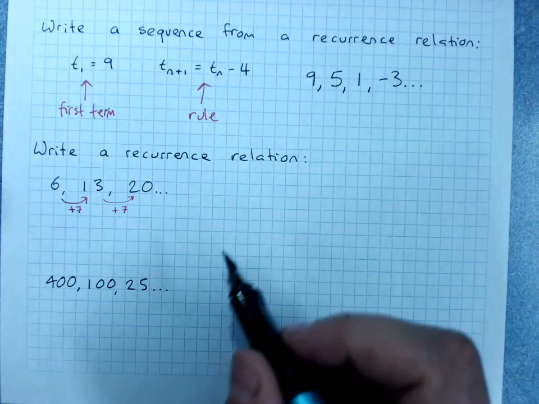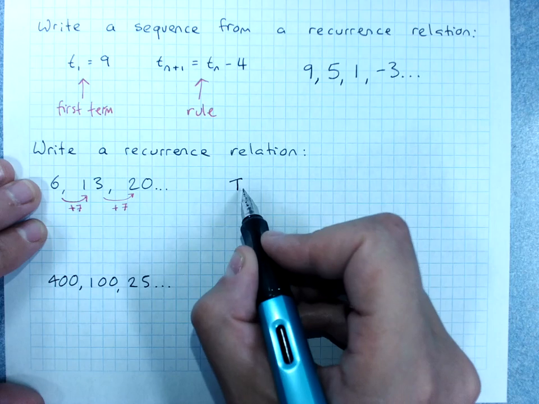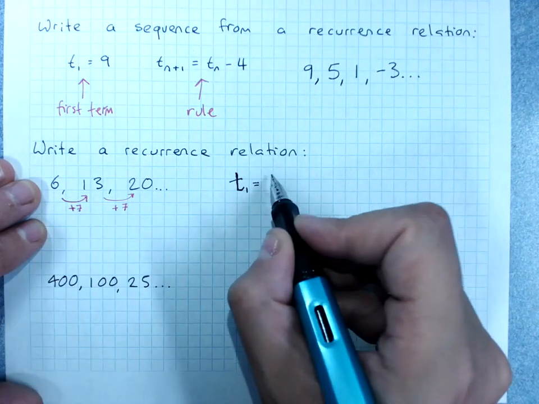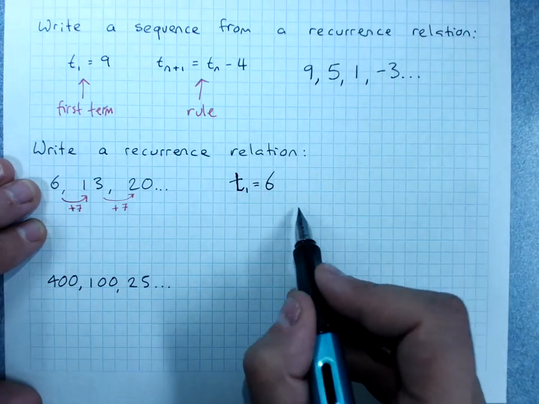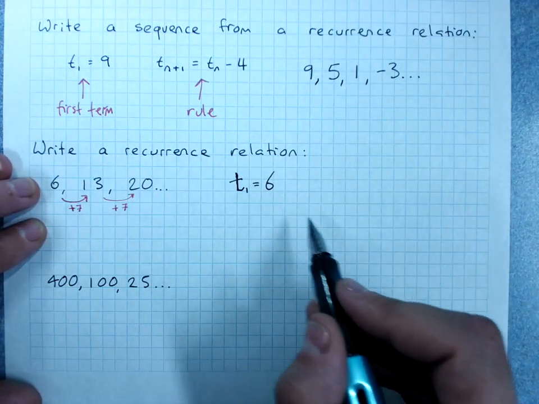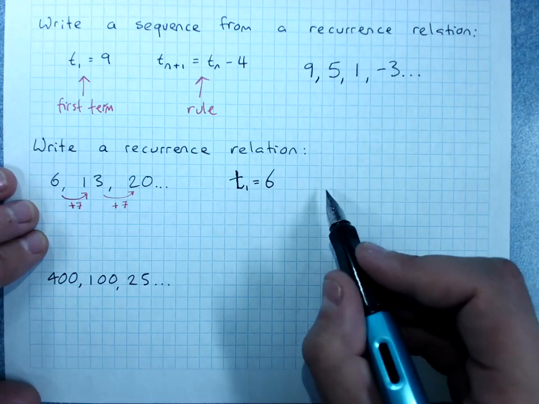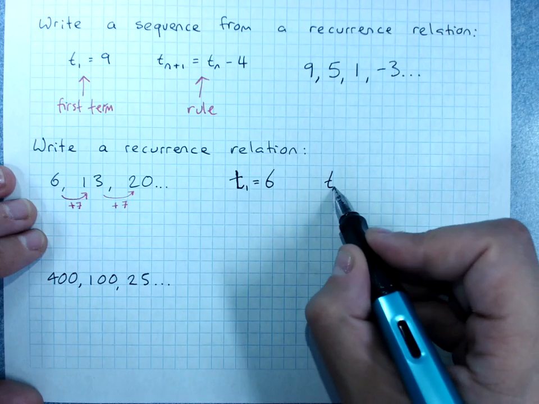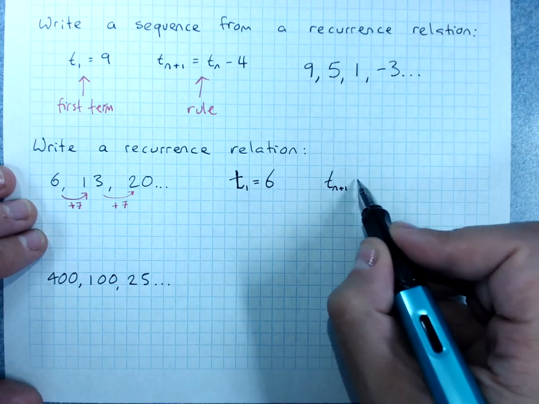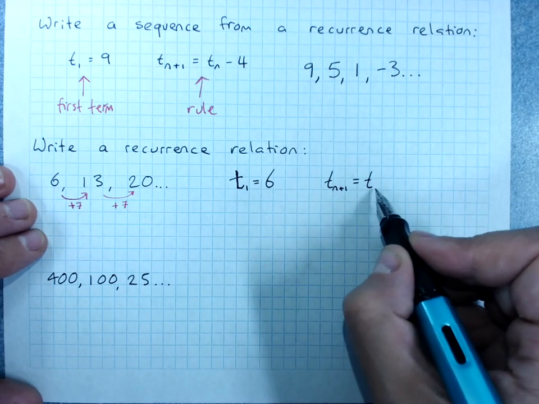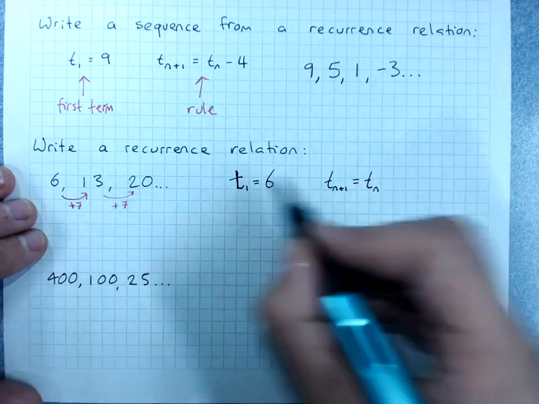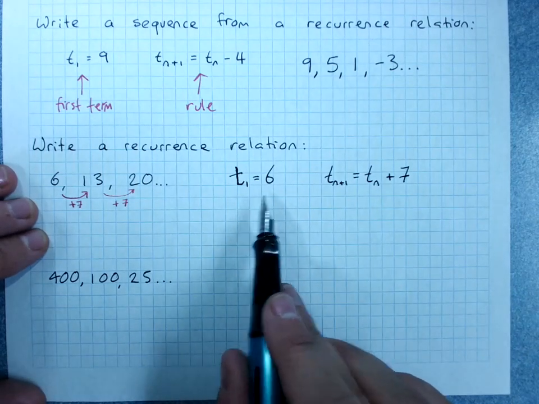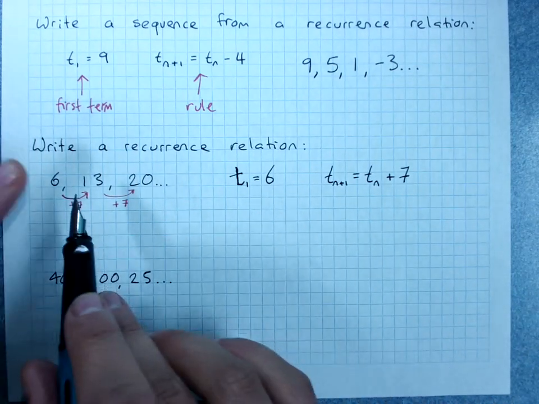You write your first term, that is T1 equals 6. Sometimes they put a comma after it. I don't like doing that because it looks confusing to me. I just leave a space. Then the rule. To get Tn plus 1, the next term, I take Tn, the current term, and I add 7. You've written the rule. First term and a rule. That will always make this pattern.